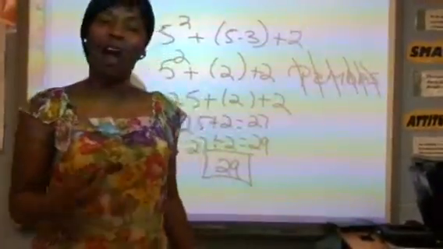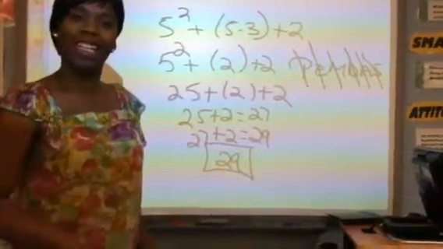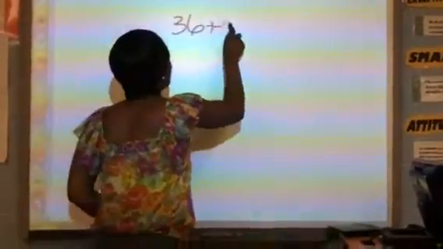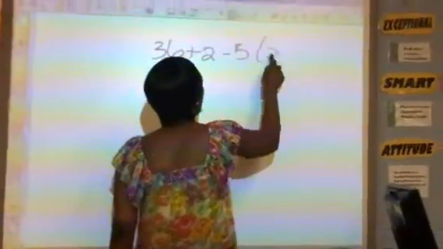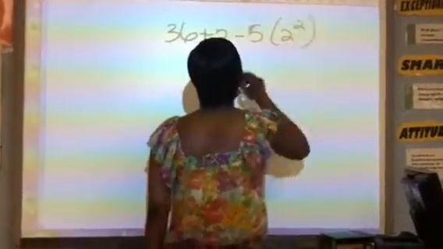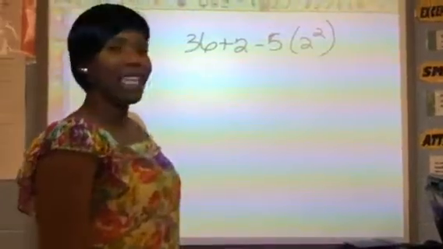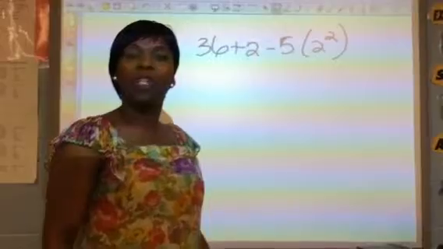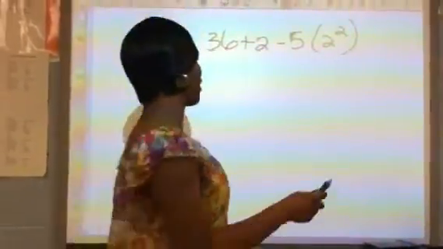All right, I'm back, and I hope that was enough practice for you guys. For some, we may need more than one practice, so let's go ahead and attack another one. Okay, I think that'll do it. All right, 36 plus 2 minus 5 times 2 squared. Again, we definitely want to write PEMDAS there to remind ourselves of the order of operations.